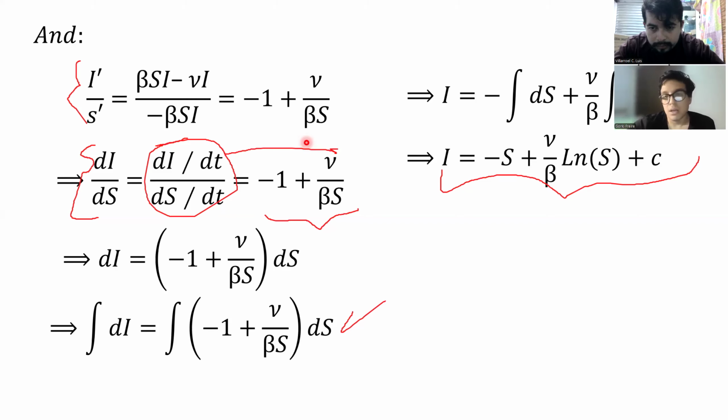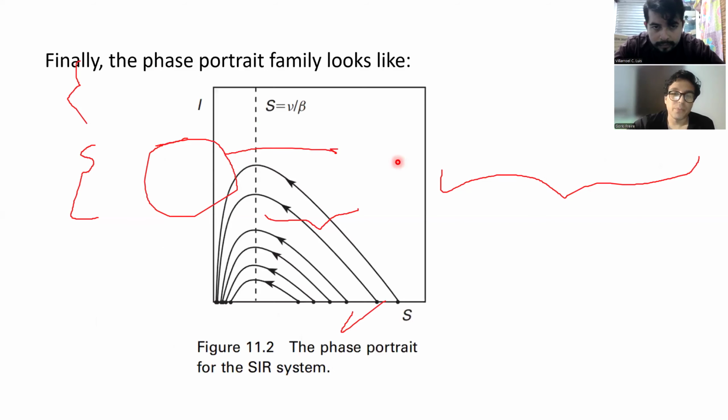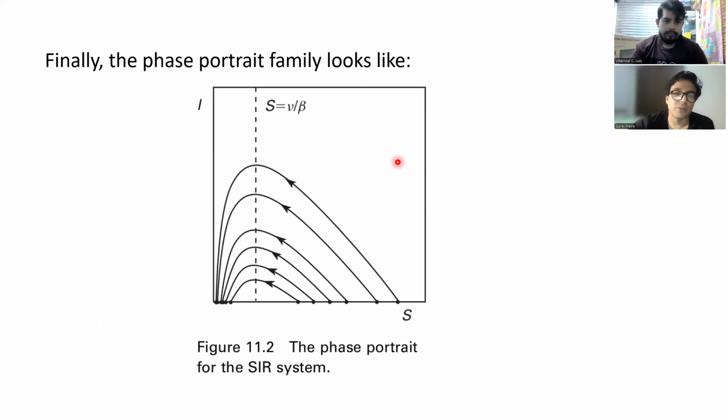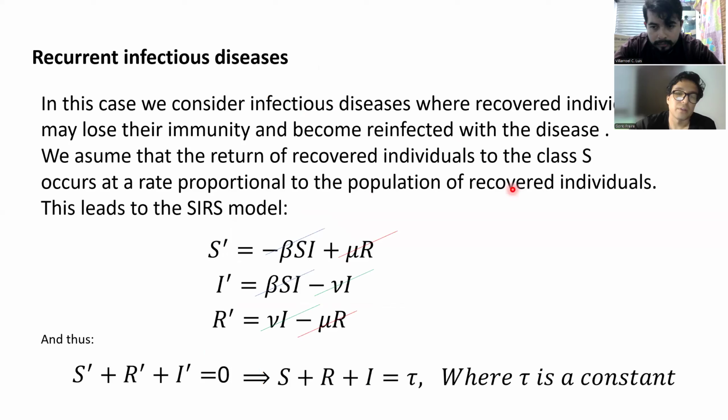Now with this expression, we can see the phase portrait, and we can see the behavior of the solutions, how S and I depend on each other. This is considered the phase portrait for the SIR system.